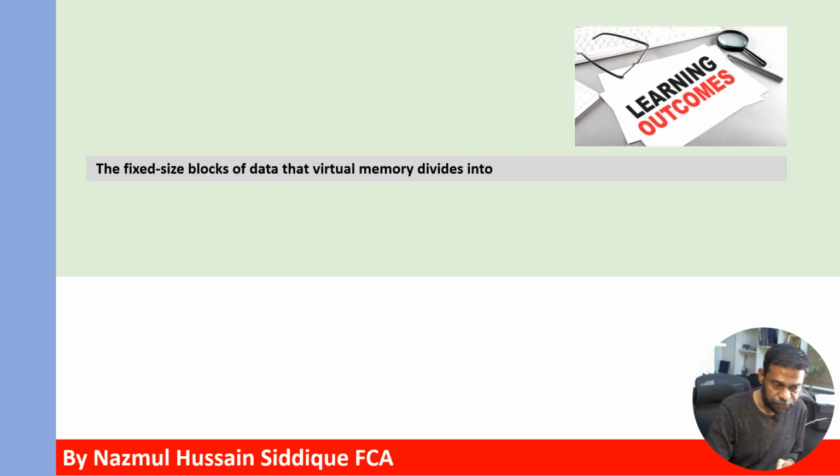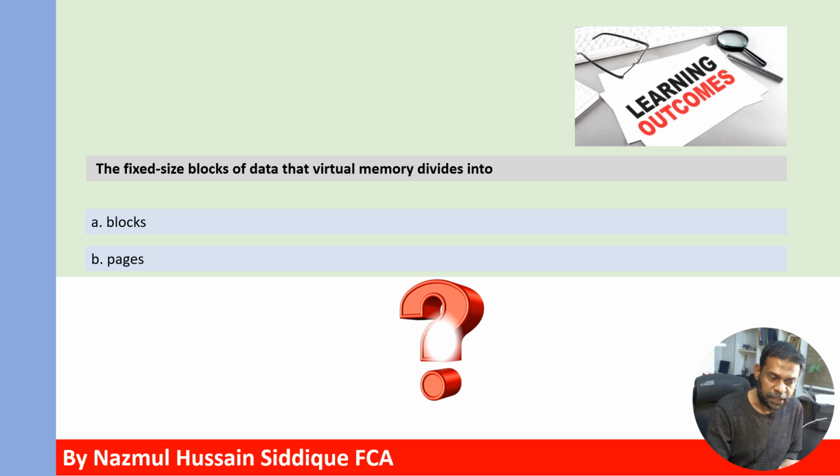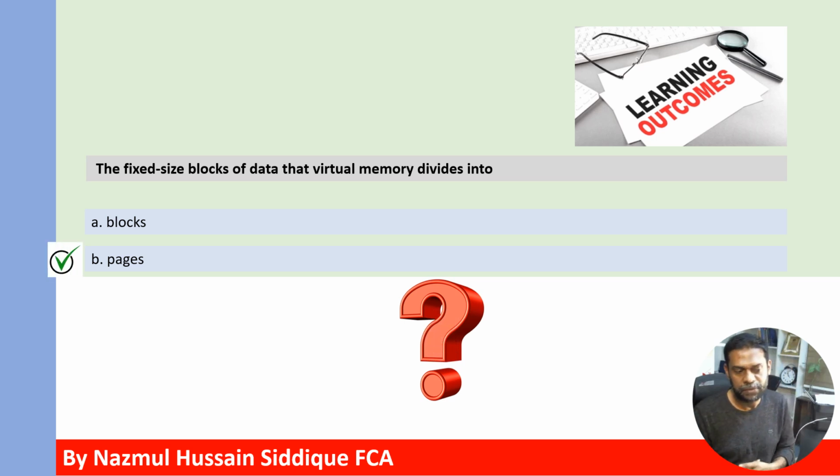Next question. The fixed size blocks of data that virtual memory divides into are blocks or pages? What is the correct answer? The correct answer is B. The fixed size blocks of data that virtual memory divides into are pages.